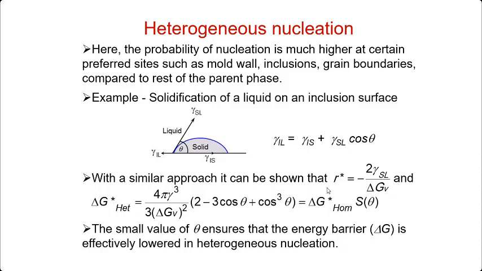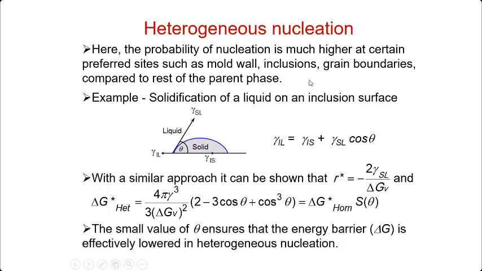In heterogeneous nucleation, you have some preferential sites for the nucleus to form, right? It is not going to be uniform anymore, as you have seen for the homogeneous case. So the nucleus will tend to form at some preferred sites, such as the mold wall, when you are pouring the liquid metal into the mold, or inclusions, if they are present in the liquid metal as suspended particles.